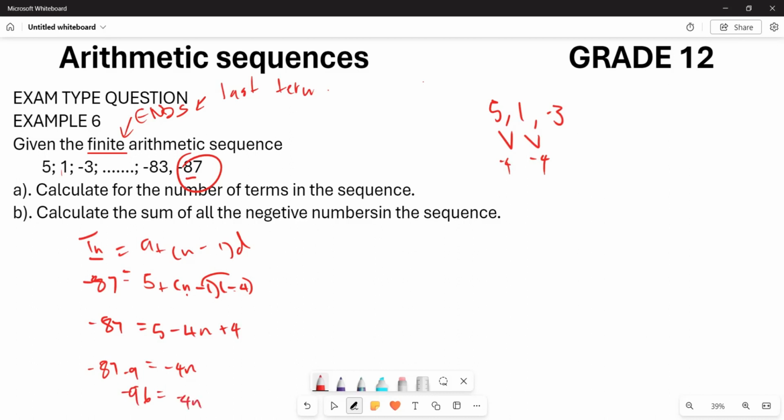Your -4n, right? And now from there, what is it that you're going to do? Then you're going to divide by what? You're going to divide by -4. You're going to divide by -4 also.